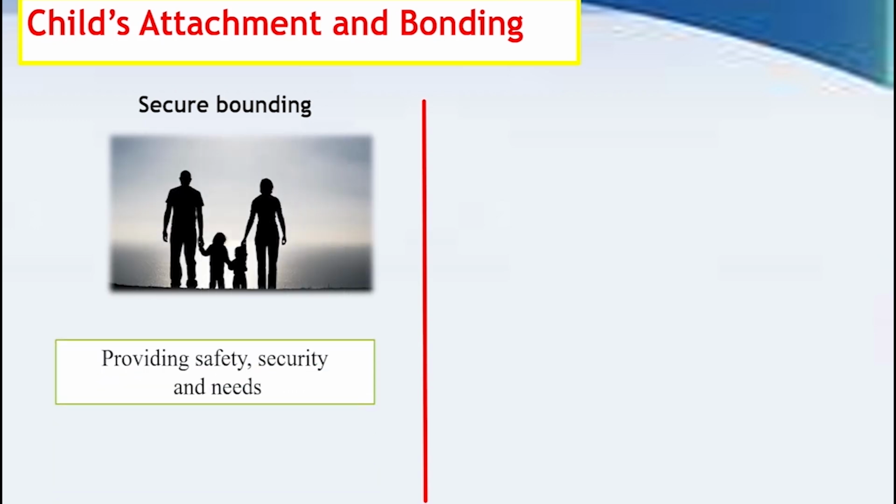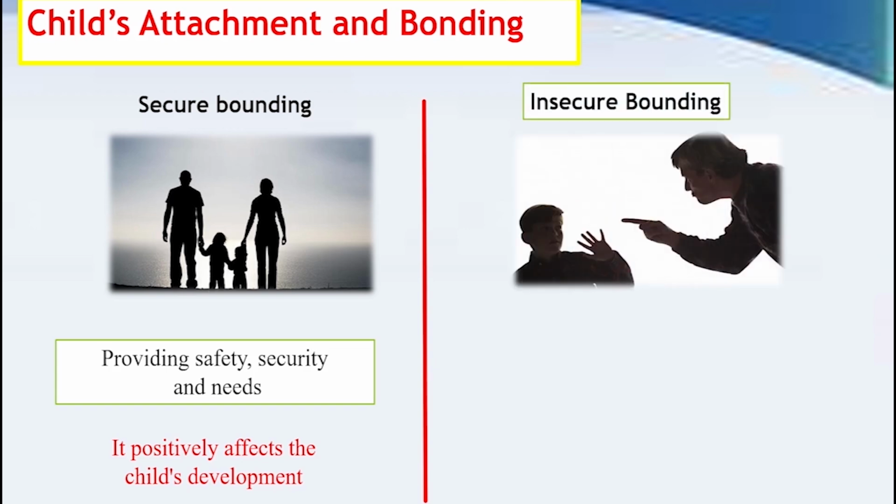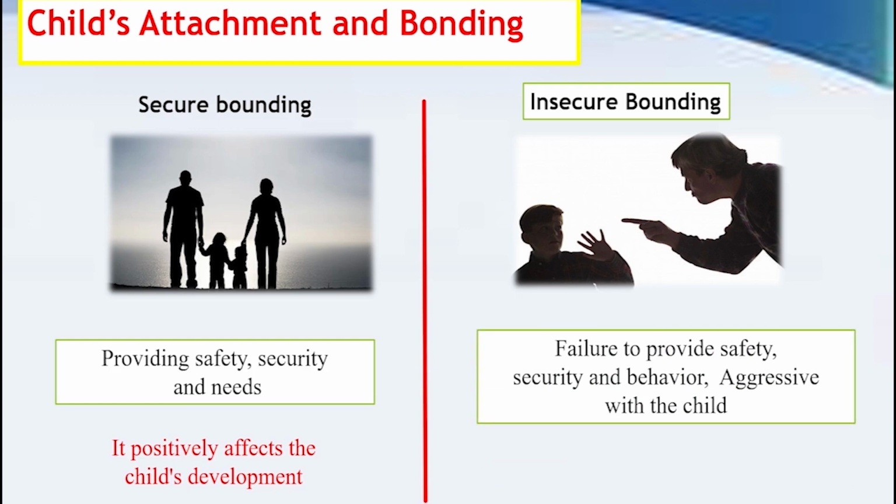But we have an important point here. There are two types of child bonding or attachment. The first type is called secure bonding, where the parent or the caregiver provides the child with safety, security, and other basic needs. This type of bonding is positive for child's mental health. While the second type is called insecure bonding, where the parent or the caregiver does not provide safety, security, and the other basic needs and can be aggressive, rude, tough with the child. This type of bonding or attachment will negatively affect the child's mental health.